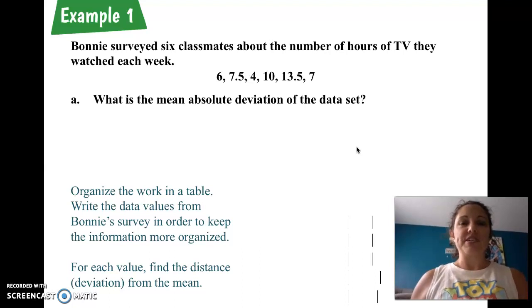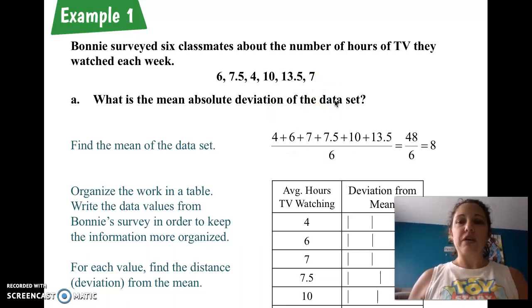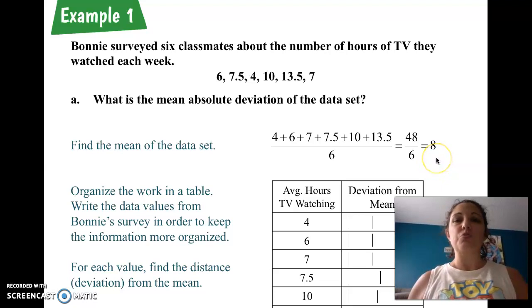Here we have our first example, and you're going to be doing this as well. Bonnie surveyed 6 classmates about the number of hours of TV they watched each week. What is the mean absolute deviation of the set of data? So the first thing we want to do is actually find the mean. So to do that, we're going to add 4 plus 6, 7, 7.5, 10, 13.5. We get 48. We have 6 pieces of data here. 48 divided by 6 is 8. So on average, these students watch about 8 hours of TV.